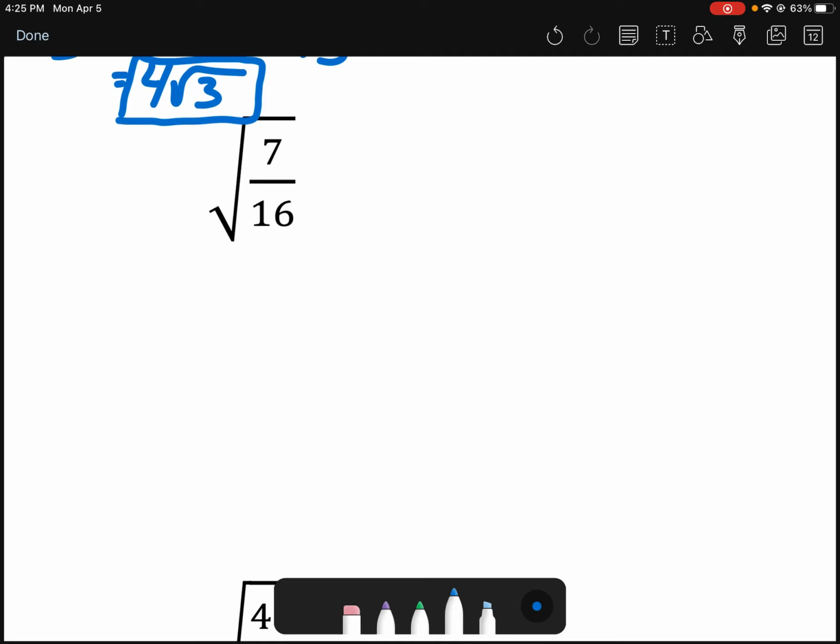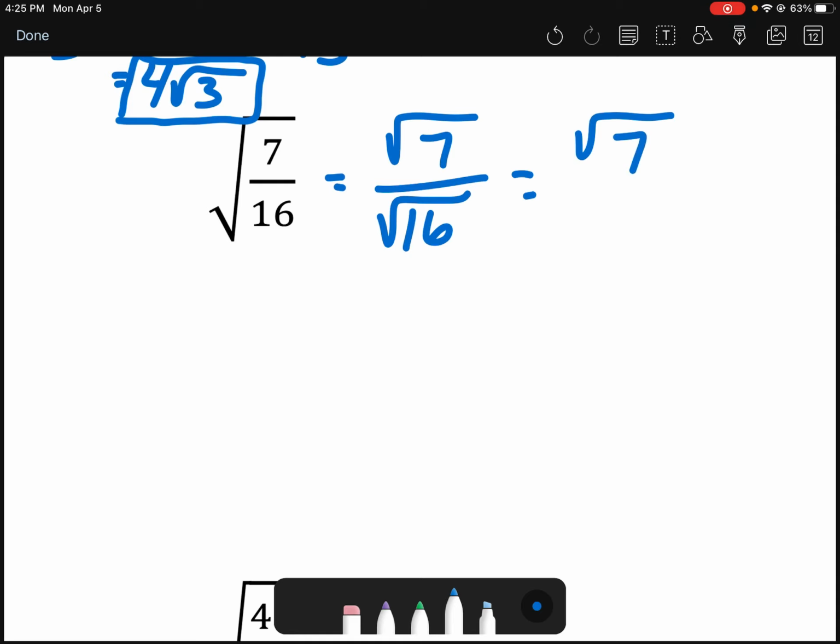All right. The square root of 7/16. Same deal. Take the square root of the numerator, square root of the denominator. 7 is a prime number. That's just going to stay root 7. And then we know what the square root of 16 is. It's 4. So the square root of 7/16 can be rewritten to be root 7 over 4.